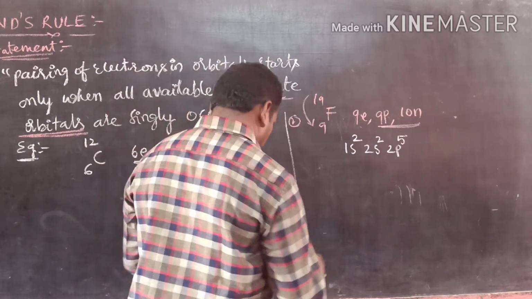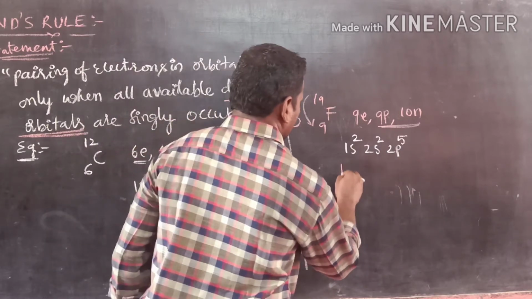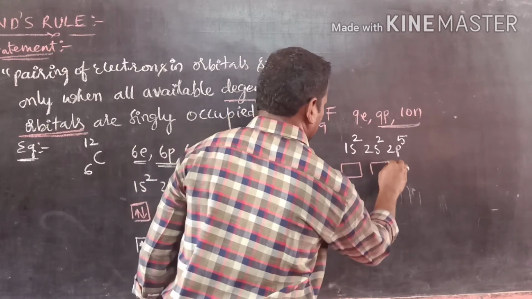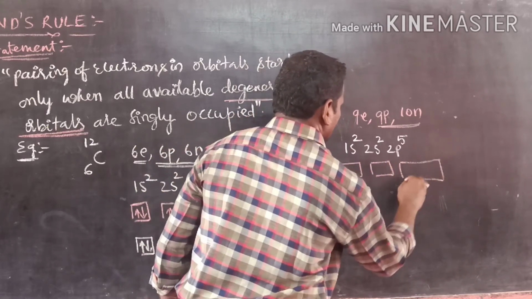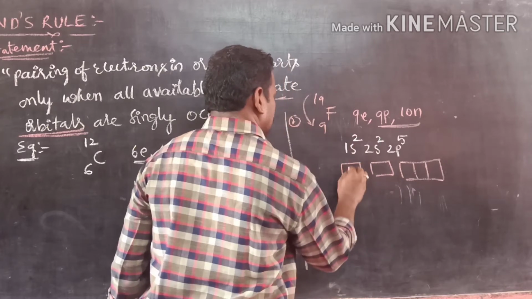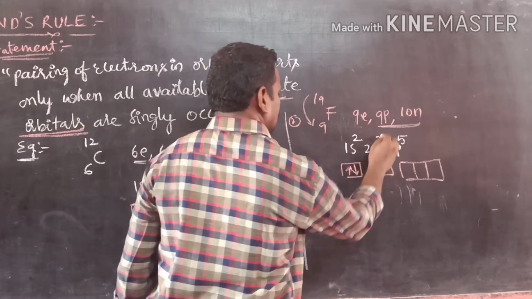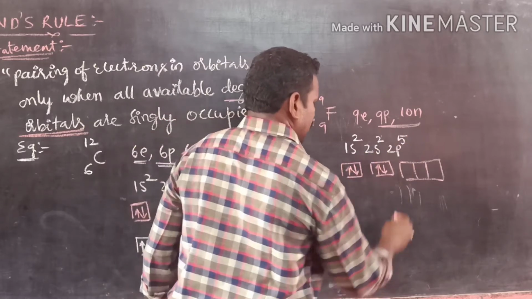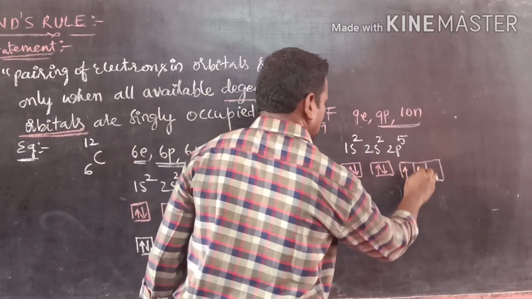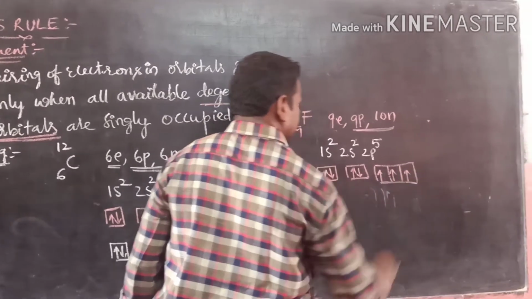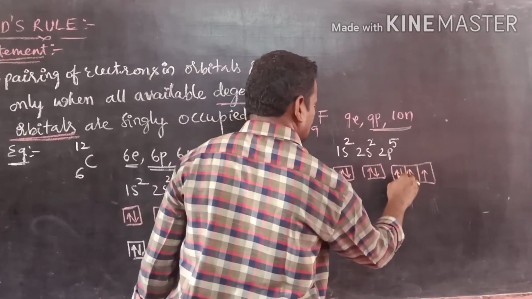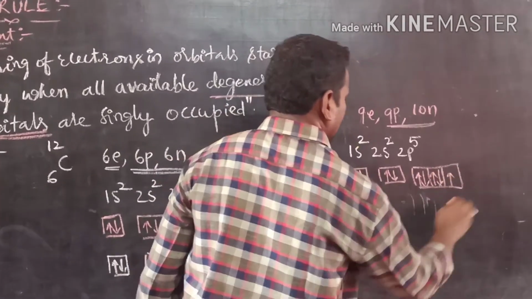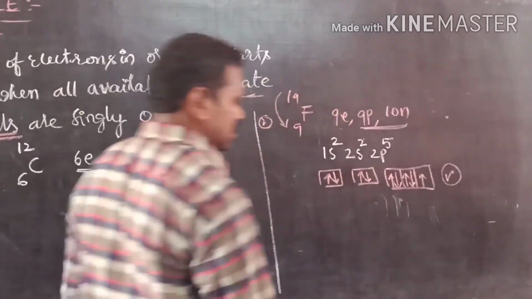Now, as per the Bohr-Bury model, if you want to give the block representation, in the case of 1s 2 electrons are there, in the case of 2s also 2 electrons are there, and in 2p 5 electrons are there: 1, 2, 3. Then pairing we should start with 4 and also 5. This is the exact correct method.